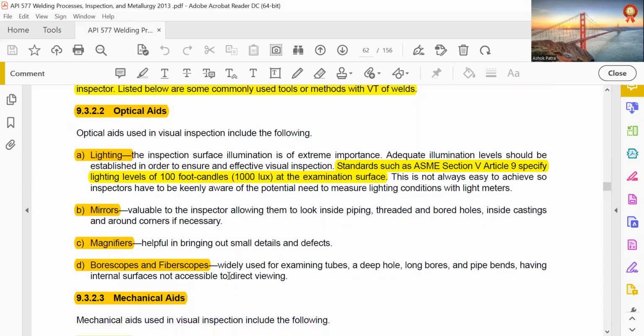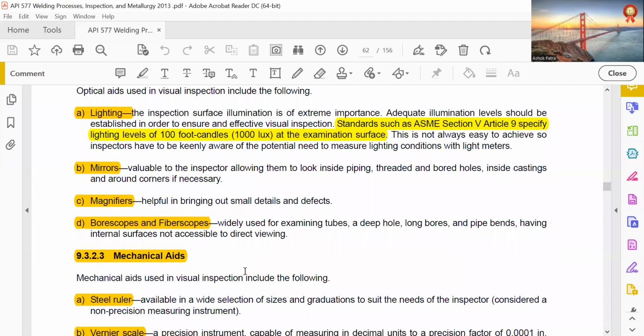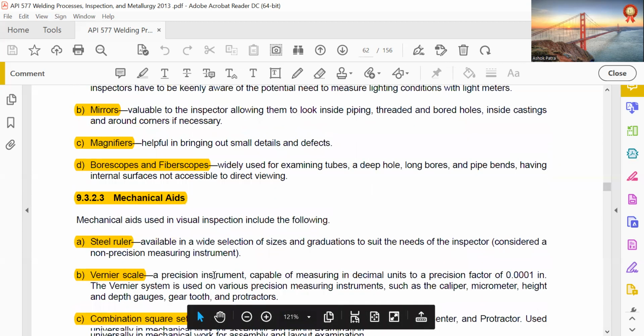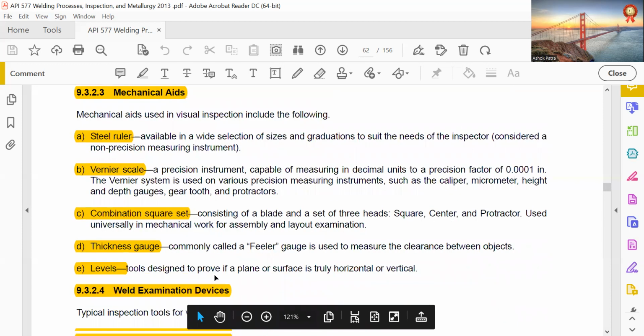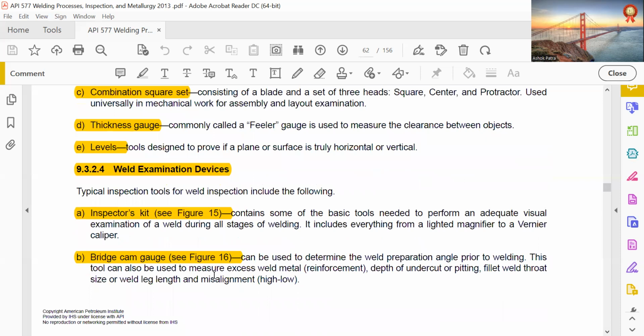magnifiers, borescope and fiberscope for remote inspection. Mechanical aids: steel rules, vernier scale, combination square set, thickness gauge, levels, weld examination devices, inspector kit, figure 15, bridge cam gauge, figure 16.